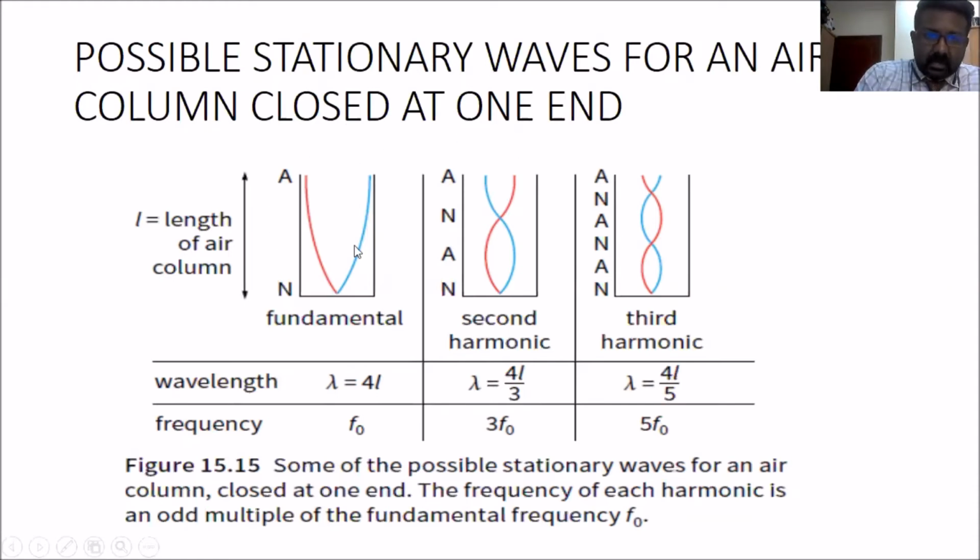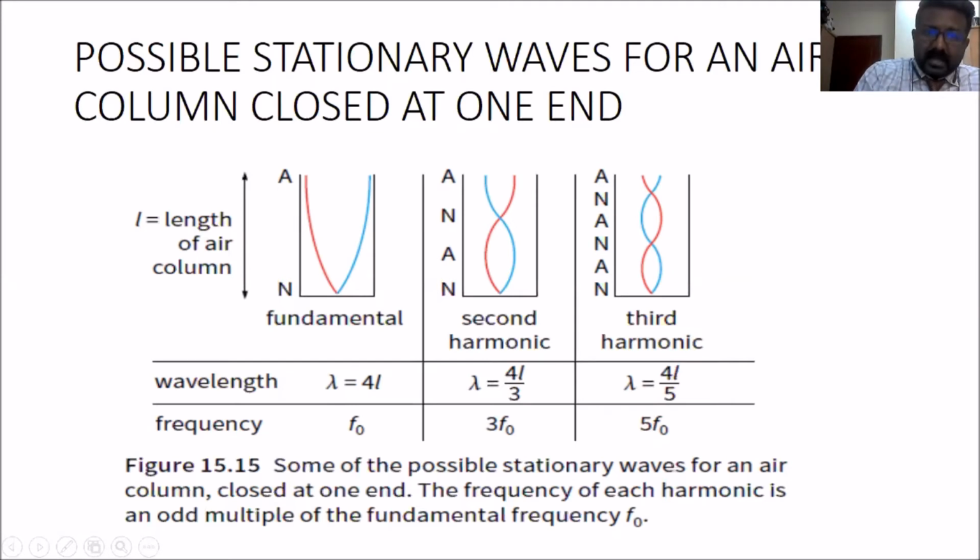So this is the air column closed at one end, and you will be able to see from this the fundamental mode of frequency that is given by f naught. To achieve the fundamental mode of frequency, the length should be adjusted. So the length of the air column should be equal to 1/4 of a wavelength, that is equal to lambda over 4.